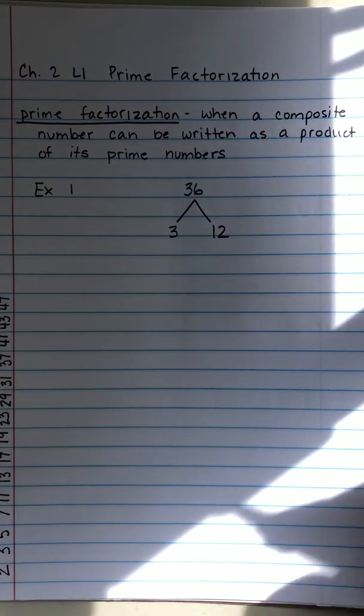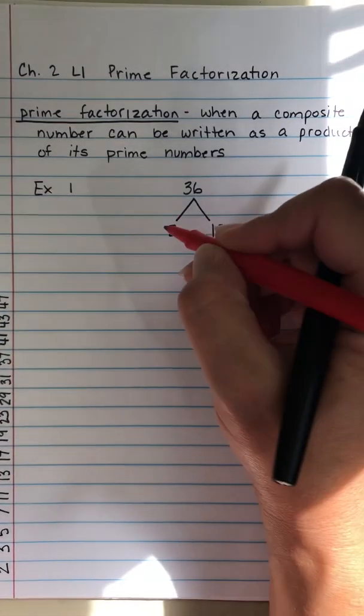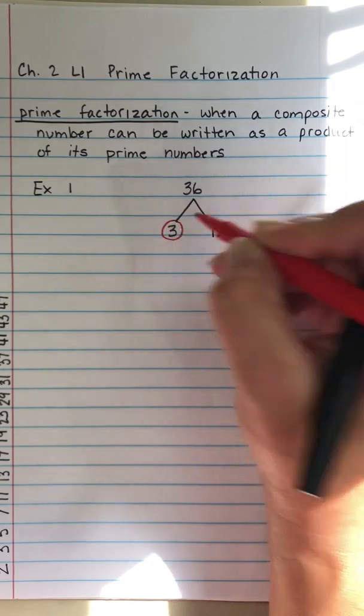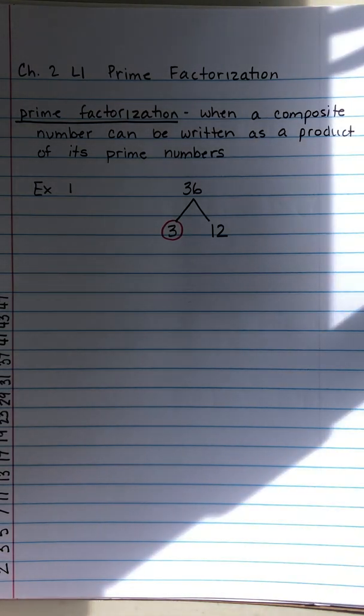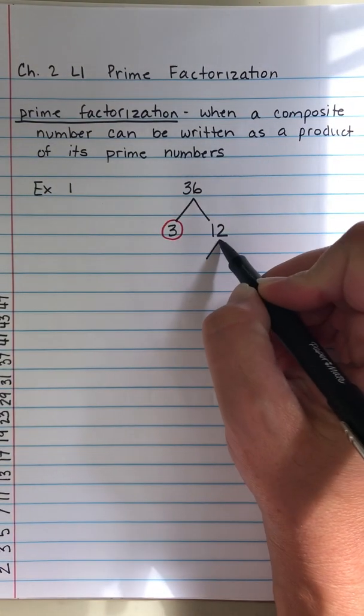3 is a prime number, so I'm going to take my other color and I'm going to circle that in red. Okay, if you don't have another color, you just circle it with black or pencil. Doesn't matter, okay? 3 is a prime number. It's on this list, so I'm going to circle it. Now I'm going to go to 12. 12 is not on my list. I know that 12 can be broken down even further.